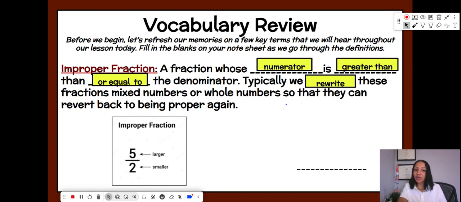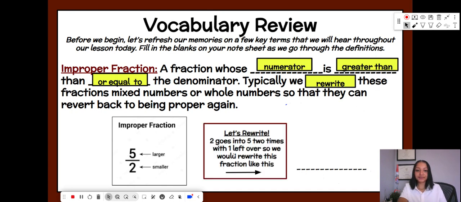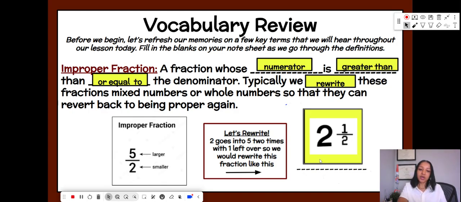Remember, go ahead and pause the video if you need to catch up with filling in your blanks. But let's practice trying to write this improper fraction, which we don't really like because our numerator is bigger than our denominator, into another fraction. We can also write it as 2 1/2 because we know that 2 can go into 5 2 times. So we have 2, we have 5, and 2 can go in 2 times, and we have 1 left over. So we have 2 1/2 as our mixed number that is equivalent to 5/2.